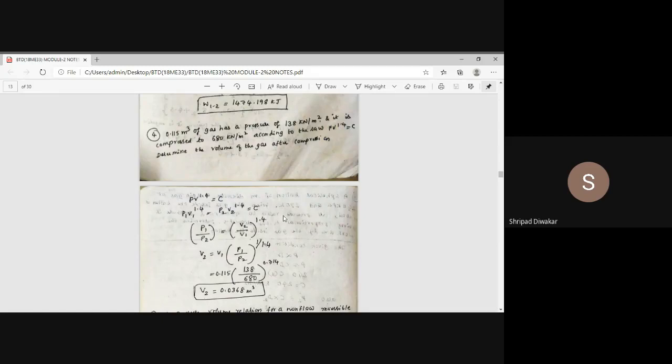Here four values are given. You have to find the unknown, that is V2. P1 is given, V1 is given, P2 is given, gamma is given as 1.4, and you have to find the value of V2. How to find the value of V2? Very simple equation. First, you have to write the given equation.